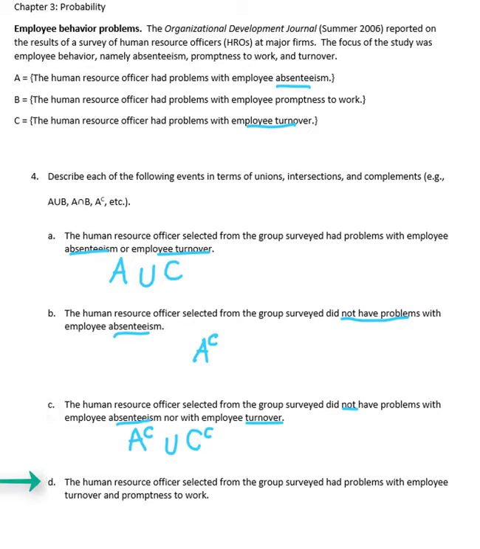Last, part D, we have the human resource officer selected from the group surveyed had problems with employee turnover and promptness to work. So it had two different problems at the same time. That is intersection. So employee turnover was event C. Intersect promptness. Promptness is event B. C intersect B. And that's how we use set logic notation to describe various events.